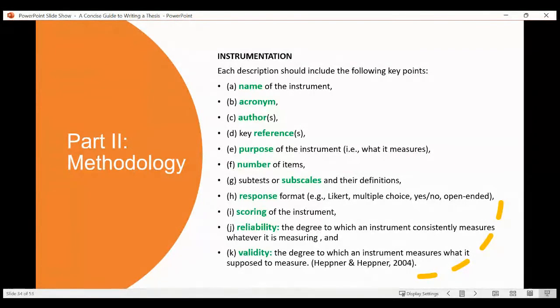Scoring, for example, if you have a test, pre-test. The reliability, which is basically the degree to which an instrument measures consistently what it is measuring. And the validity. You need also to talk about reliability and validity. The validity is the degree to which an instrument measures what it's supposed to measure.